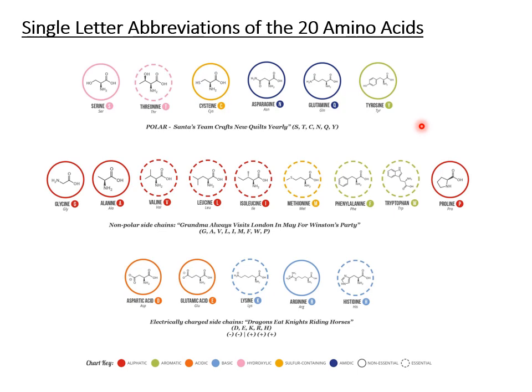So I want you to know the letter abbreviations, and I also want you to know the categories. So the polar ones include these guys here. And so for the single letter abbreviations, you would make sure to know that polar ones are S, T, C, N, Q, and Y. And then each one here, you have the letters as well. And I'm going to write them on the chalkboard slide in the next spot.